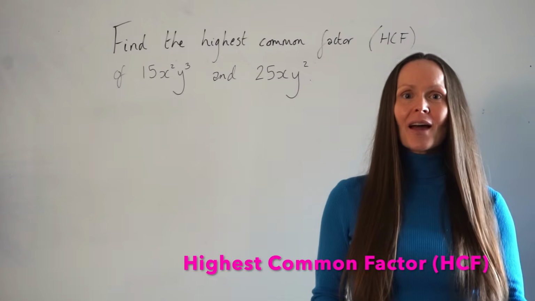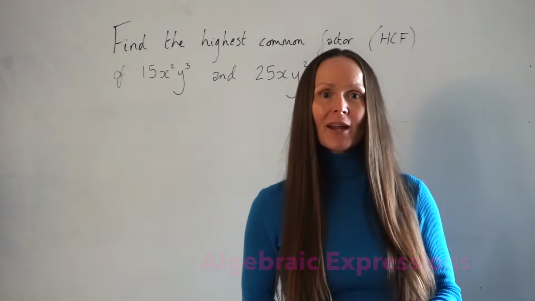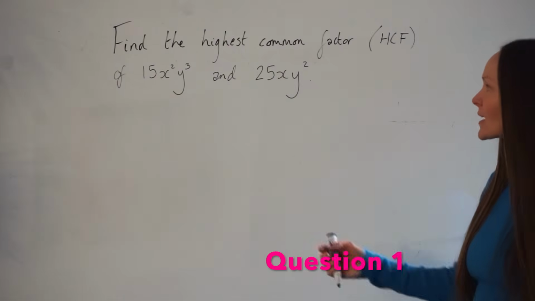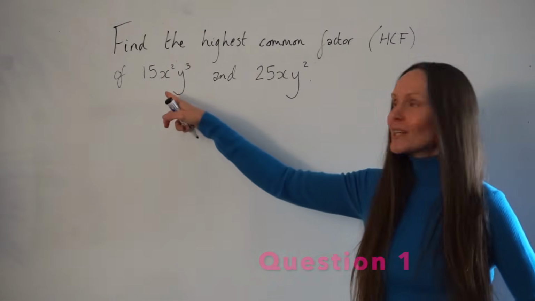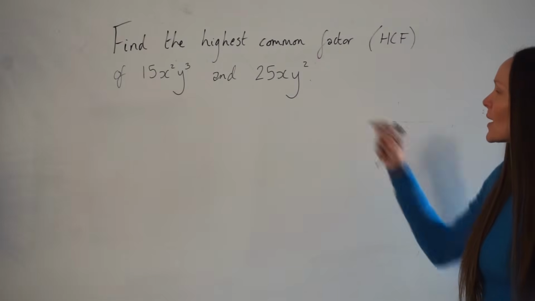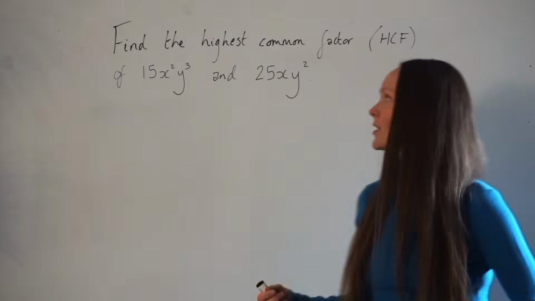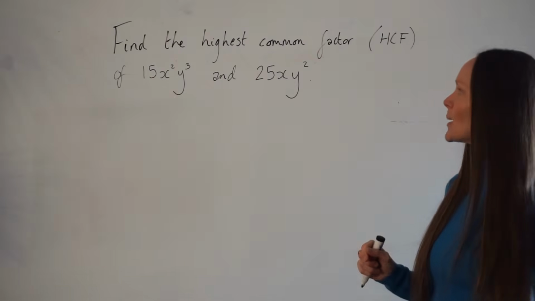I'm going to show you how to find the highest common factor of algebraic expressions. In the first question it says find the highest common factor of 15x squared y cubed and 25xy squared. To begin with, I'm going to work out the highest common factor of these numbers here, 15 and 25.